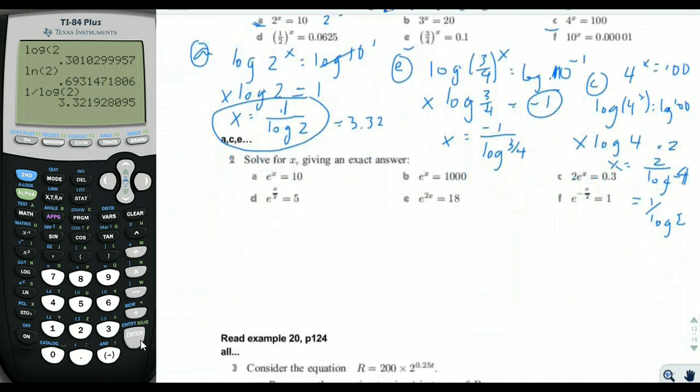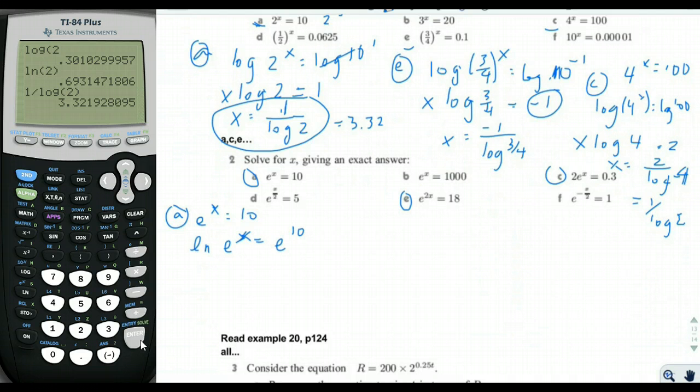Okay, all right, now for 2, we're going to do ACE again. So solve for x, giving an exact answer. E to the x is 10. Okay, now in this case, they're using e. So if we do the natural log of both sides, it's something that's probably going to work out better than doing log base 10.